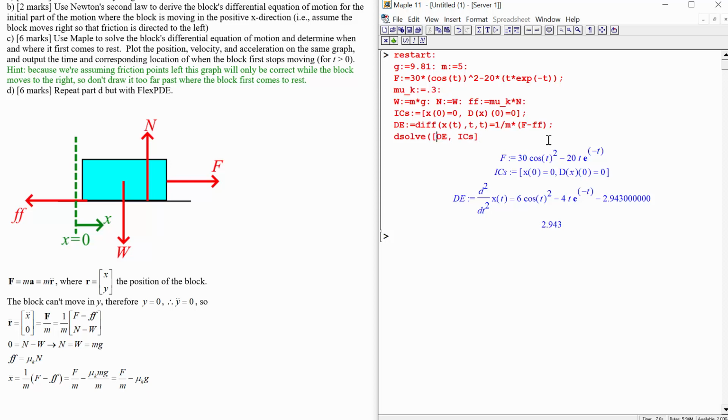We give it the differential equation and the initial conditions, and that should... I've made this mistake a couple times before. The initial conditions are not actually supposed to be in a list. They're just supposed to be a set of comma separated values. So we could have gotten rid of these brackets and then it should work.